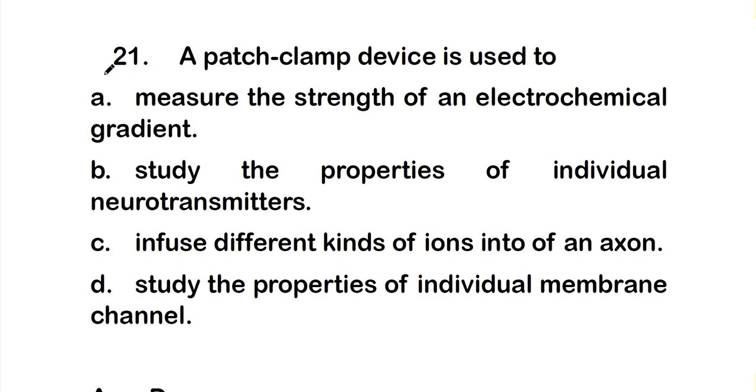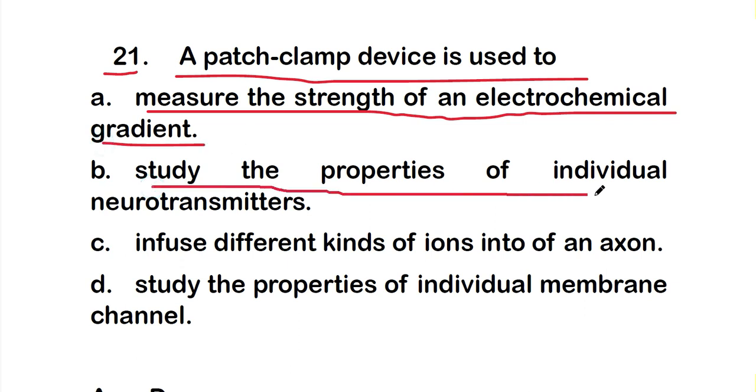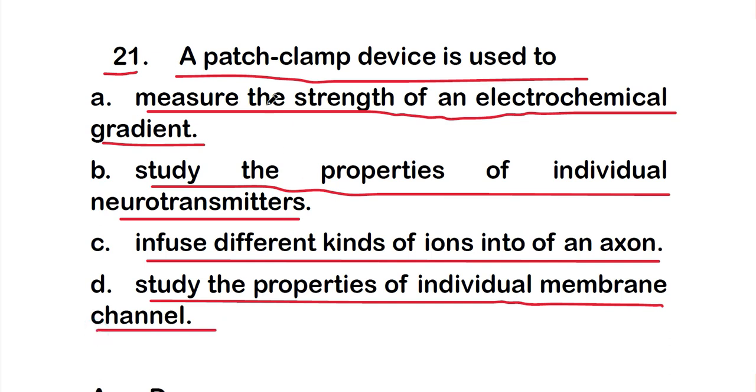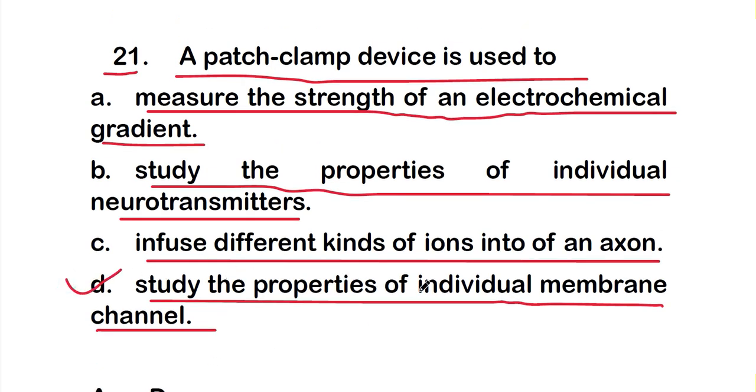So the first question of this video, question number 21, is: a patch clamp device is used to option A, measure the strength of an electrochemical gradient, or option B, study the properties of individual neurotransmitters, or option C, infuse different kinds of ions into an axon, or option D, study the properties of individual membrane channels. The right answer is option D, that is to study the properties of individual membrane channels. That is known as patch clamp.